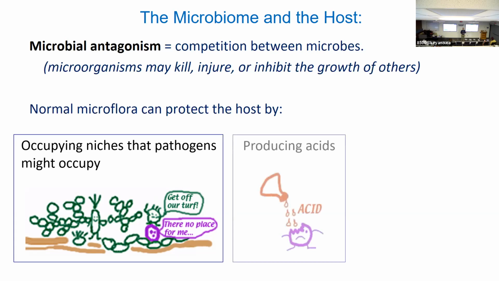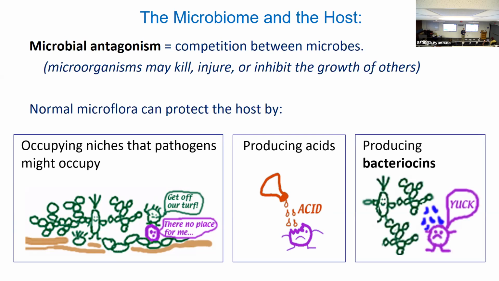What else can they do? They can produce acids. Lactobacillus is a good example, but there are organisms on our skin and our gut that produce chemicals such as acids that also inhibit the growth of unrelated organisms.